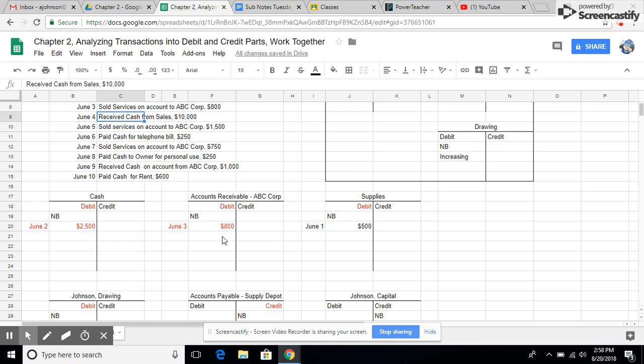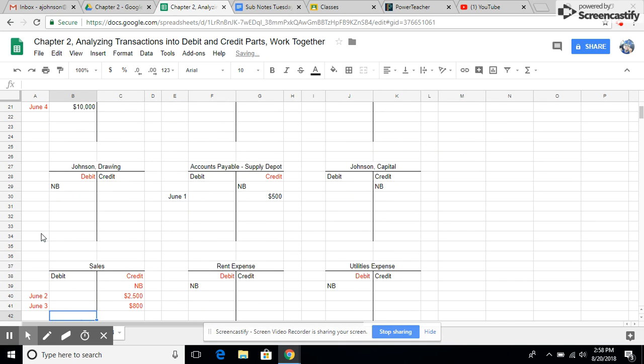Okay, June 4th, received cash from sales. So June 4th, we received cash from sales. That means our cash is increasing, so that's going to be on the debit side. Our sales is also increasing. That's going to be on the credit side. And again, debits equal credits. If you do something to the debit side, you got to do something to the credit side.